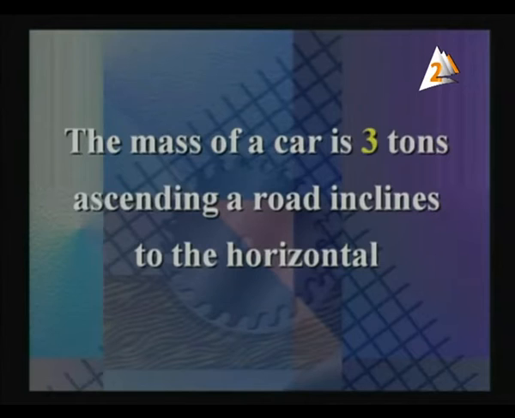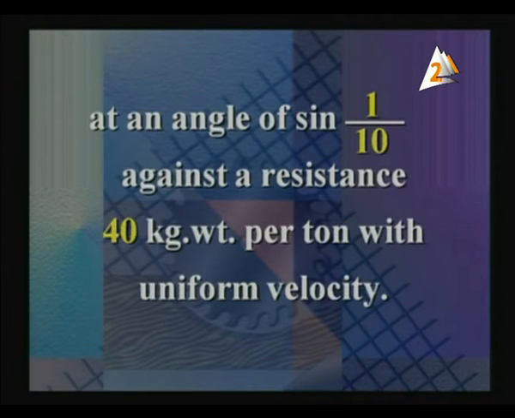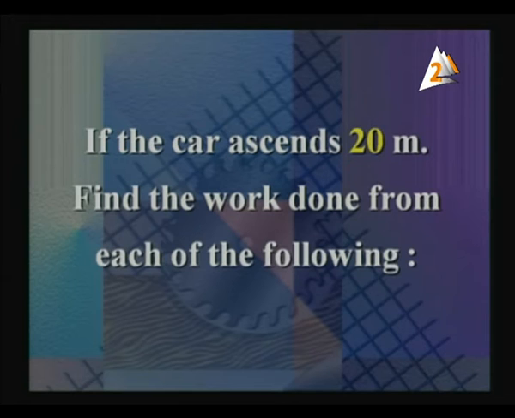A car of mass 3 tons is ascending a road inclined to the horizontal at an angle whose sine is 1 over 10, against a resistance of 40 kilogram weight per ton, with uniform velocity. If the car ascends 20 meters, find the work done by each of the following.